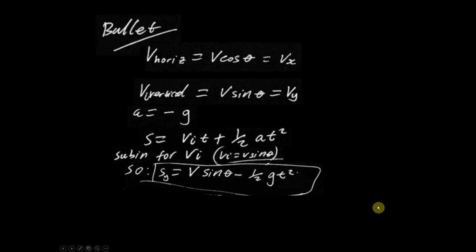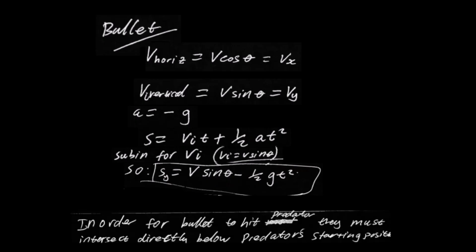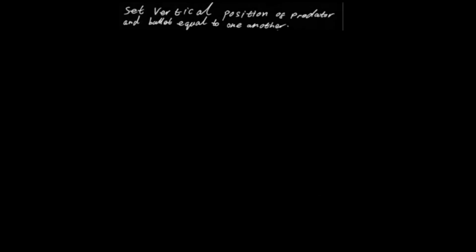Now this should be similar to our order of operations that we looked at for the bullet drop, remember. So in order for the bullet to hit the predator, they have to intersect directly below the predator's position. So let's set the vertical position of the predator and the bullet equal to one another. By doing so, we're creating a solution for a scenario where the bullet hits the predator. And this is very much the same kind of solution you'll find for, say, firing solutions for submarines and torpedoes, or Patriot missiles taking out ICBMs and Scuds.